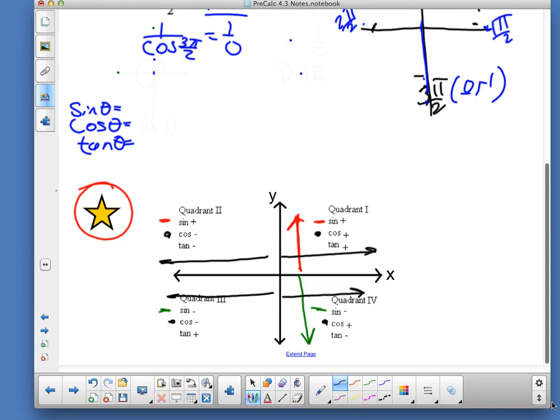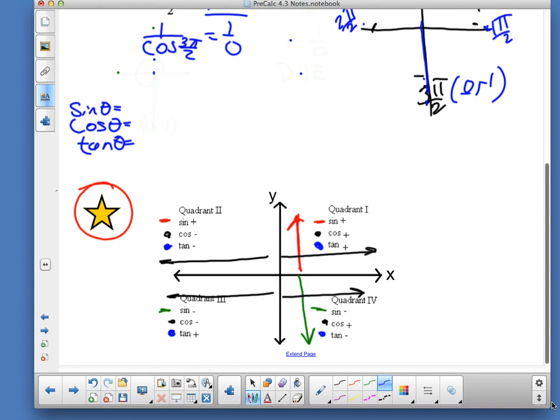Okay, my last thing. What's a positive divided by a positive? Positive, right? What's a negative divided by a negative? Positive. And the reason why I'm talking about that is my tangents are positive when sine and cosine have the same sign. When sine and cosine have different signs, my tangents are negative. That's in quadrants 2 and 4, they're negative. In quadrants 1 and 3, they're positive. Does that make sense?